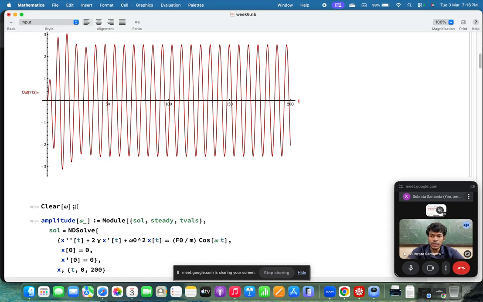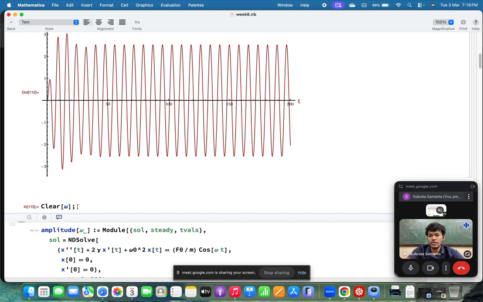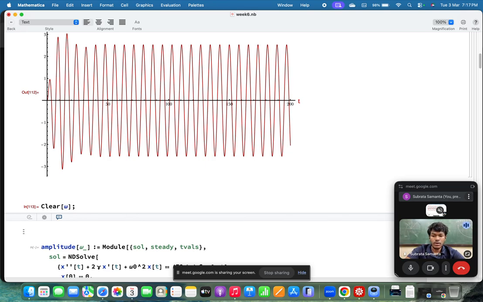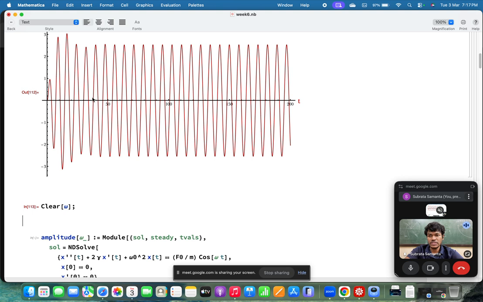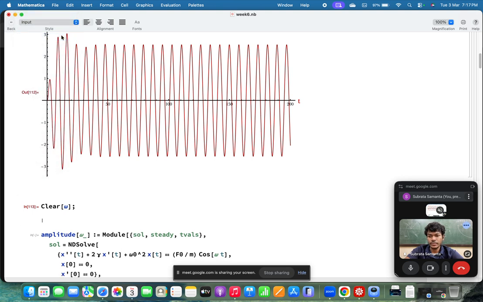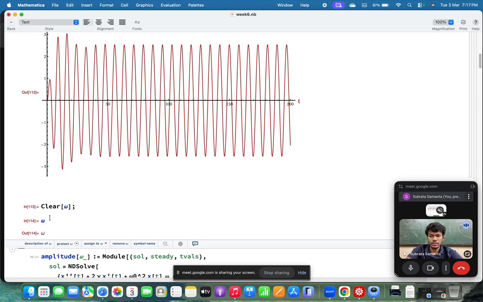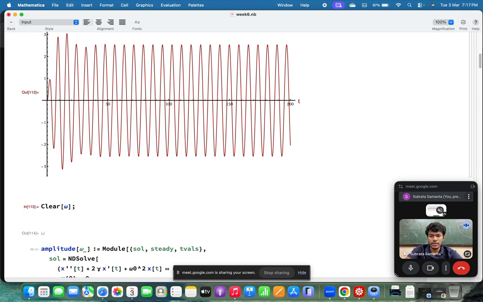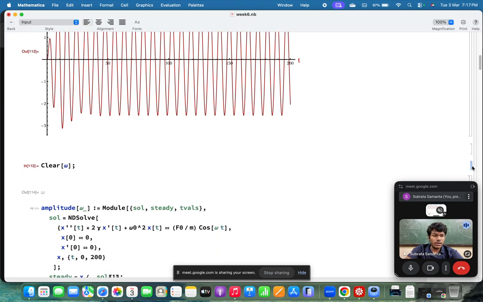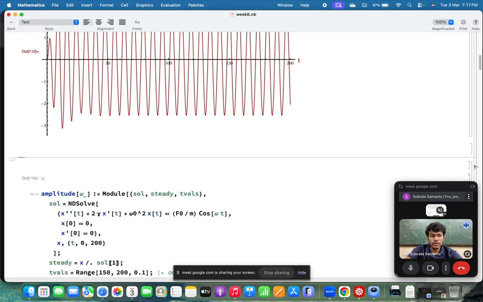So let's see. First I clear this omega. That means if any number was assigned to the omega variable, it is now cleared. You see that omega is now in blue, which means there are no values in omega. You can quickly check: if you just put omega, there are no numbers assigned to this variable.